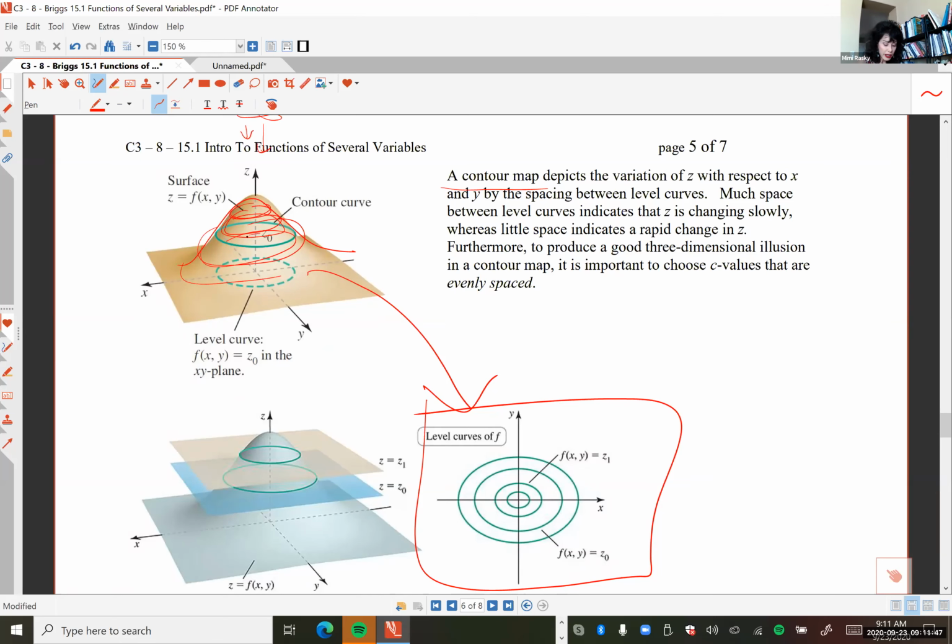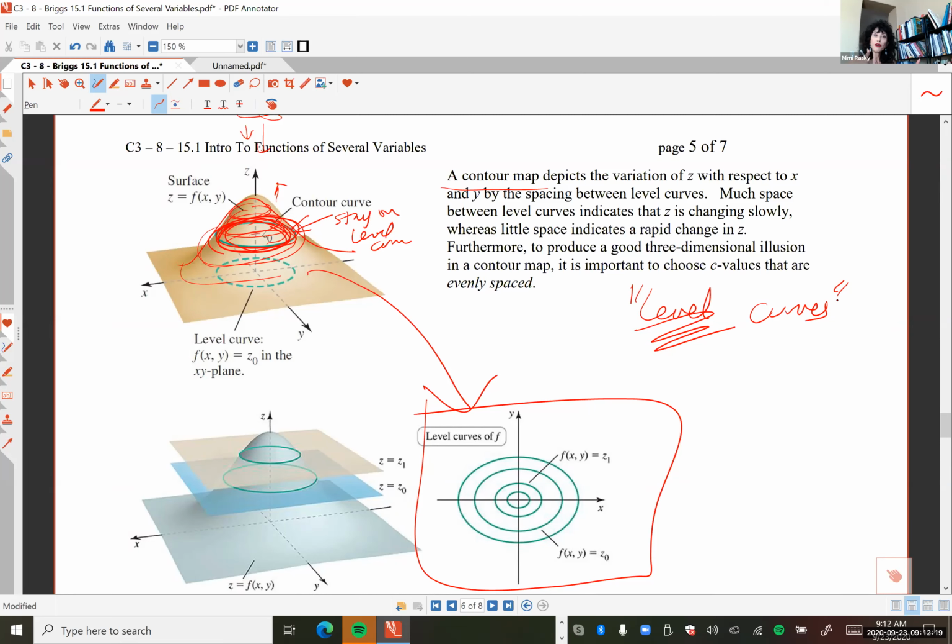Now, let's say you were hiking on this mountain and you didn't want to go up, you wanted to stay at the same level. Well, then you would stay on this level curve, which looks like a ring here. You would just make a ring around the mountain, and that would keep you at the same elevation. The word level in level curves is a key word for you because it means you're staying at the same level, the same altitude.